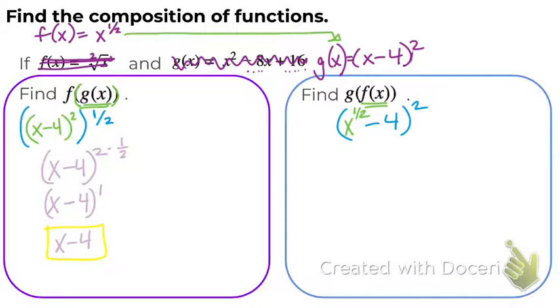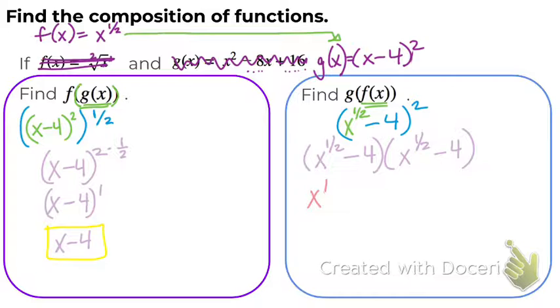Now if I want to simplify this, I'm going to use the FOIL method. I have two binomials being multiplied together. So this is x to the 1/2 minus 4 times x to the 1/2 minus 4. So when I multiply the first ones, x to the 1/2 times x to the 1/2, when you're multiplying exponents, you actually add them. So it's 1/2 plus 1/2. And 1/2 plus 1/2 is 1.